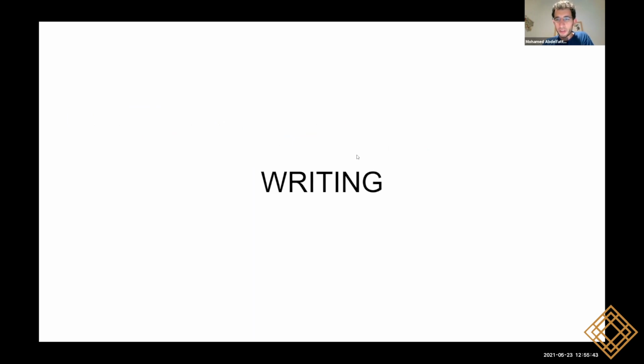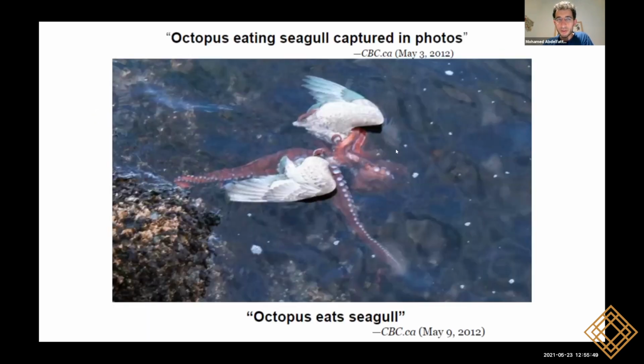Writing, I guess we'll leave the writing part till next time. I'll just show one slide as a teaser. The stuff in the writing part is mainly from a course I took during my PhD. And here is the example. If you look at this image, it's a very weird image actually of an octopus eating a seagull. This was written in CBC, which is a Canadian news outlet. It was written, "octopus eating seagull captured in photos." That's a really unclear way of saying what's happening in this image. They actually corrected their news release later to "octopus eats seagull."